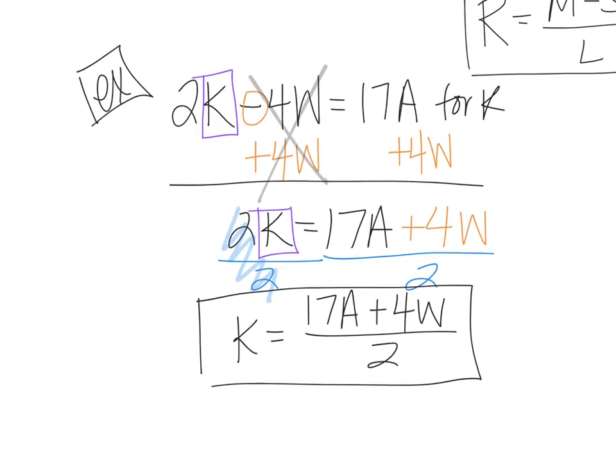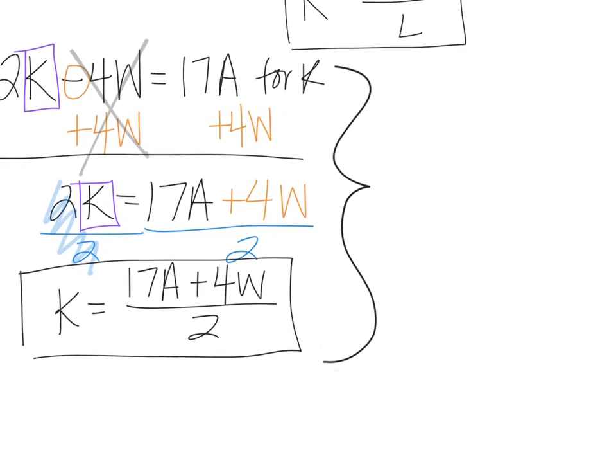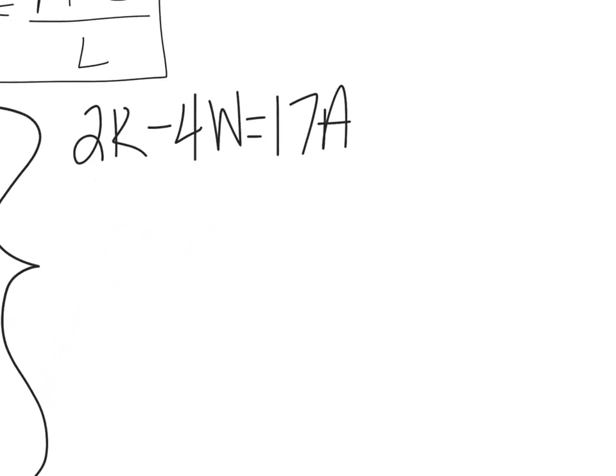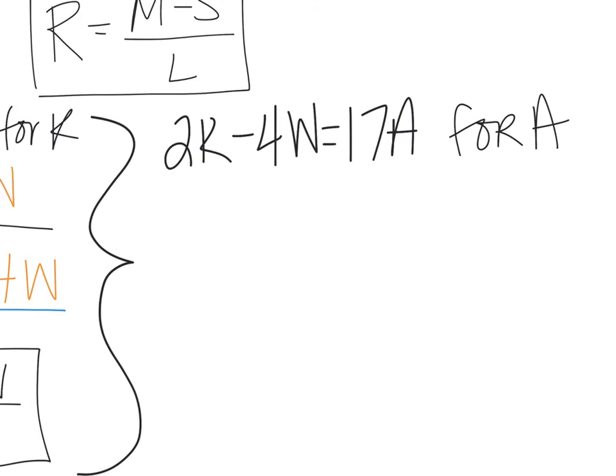Now, if I had asked you to solve this exact same equation for a, so I have 2k minus 4w equals 17a. Same equation, but now we're going to solve it for a. I understand that it might be a little crazy to have the variable you're solving for on the right-hand side.